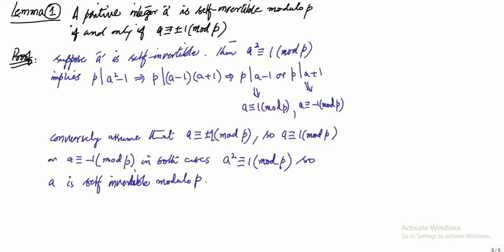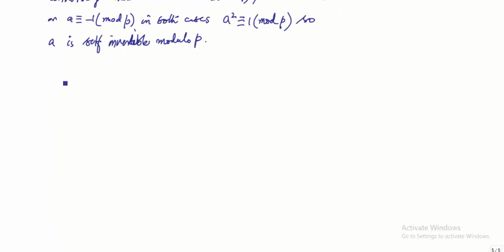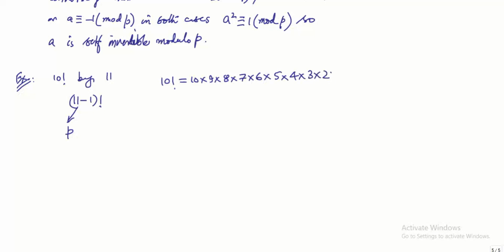Before moving to Wilson's theorem, let me illustrate Wilson's theorem by using an example. For example, we have 10 factorial. Find the remainder when 10 factorial is divided by 11. This 10 factorial can be written as 11 minus 1 factorial, and 11 is a prime number p. Now look at 10 factorial. 10 factorial is 10 times 9 times 8 times 7 times 6 times 5 times 4 times 3 times 2 times 1.